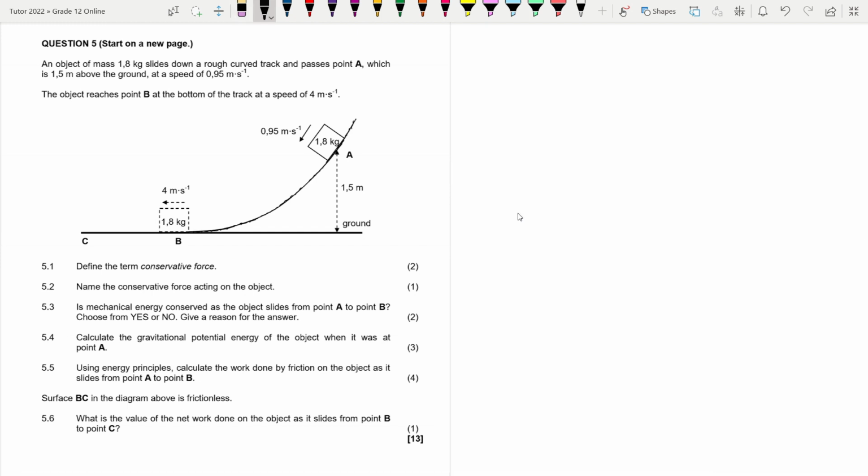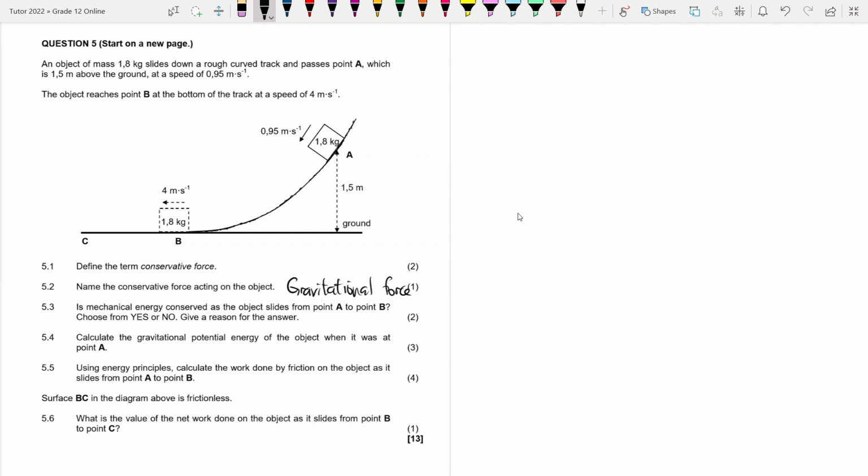Okay. 5.2 says name the conservative force acting on the object. So that one is straightforward. It's just gravitational force. So I'd say you write it in words. Gravitational force. Okay. 5.3 is mechanical energy conserved as the object slides from point A to point B. Choose from yes or no and give a reason.